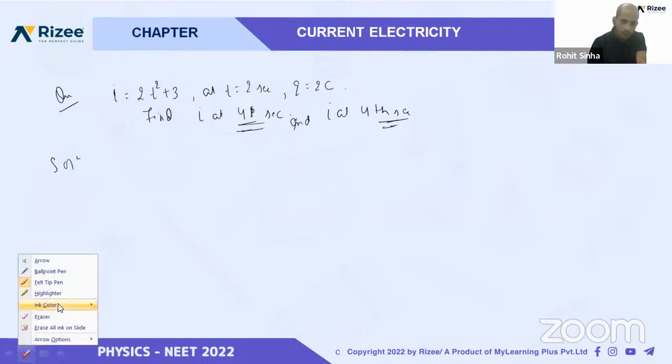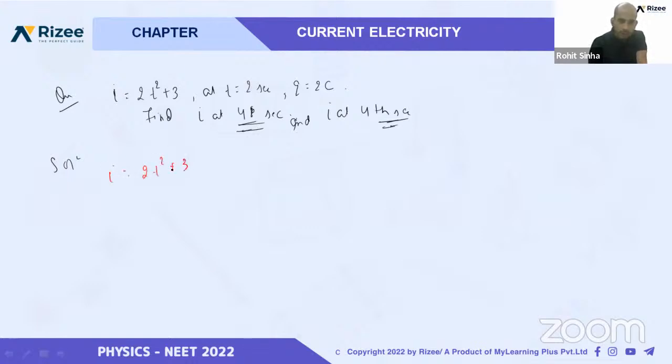How we can proceed here. See what we can do. It is given that I is equal to 2t square plus 3. Now we know that this I is equal to dq by dt. So we can say that dq is equal to... okay, let us find like this also.